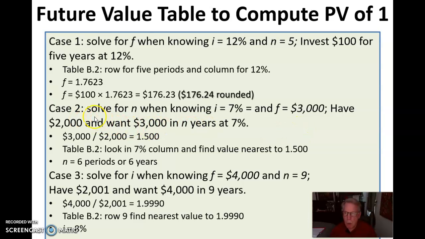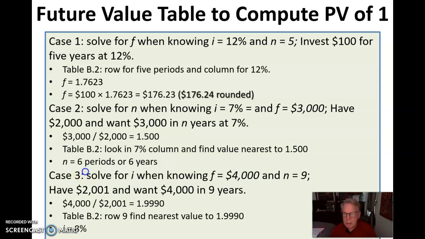Now you can do some other calculations. In case 2, you solve for the number of periods when you know the interest is 7% and the future value is 3,000. You have 2,000 in hand and you want 3,000, and you want to know how many years it's going to take to get to 3,000 at 7%. If you walk through this methodology, you'll see that that's about 6 years.